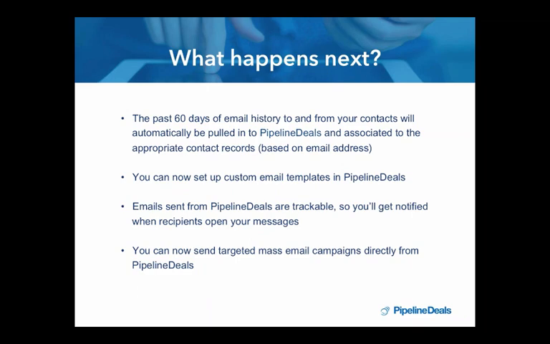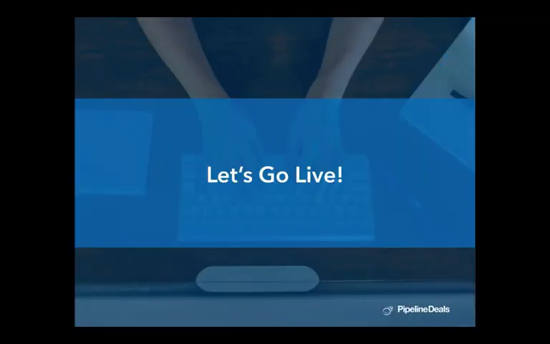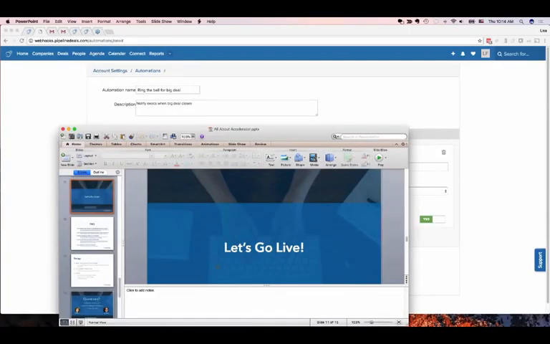So you'll now be able to set up custom email templates in Pipeline Deals. The emails that you send from Pipeline Deals are trackable, so you'll get notified when recipients open your messages, which is really cool. And you'll also be able to send mass email campaigns directly from the system. All right, let's go live and check this out.